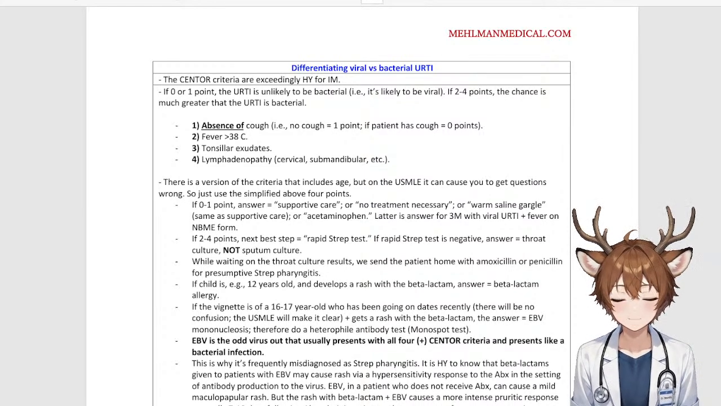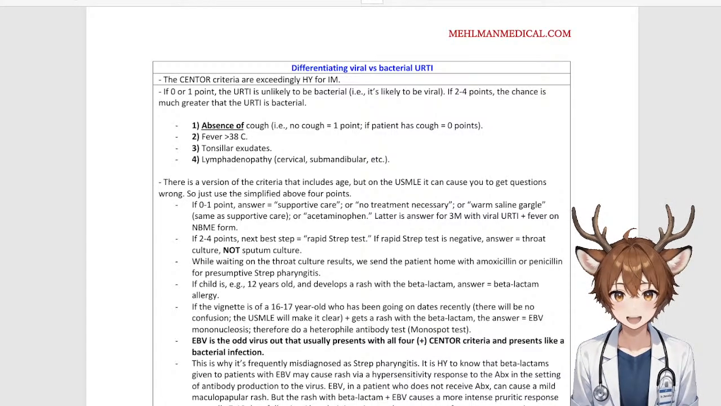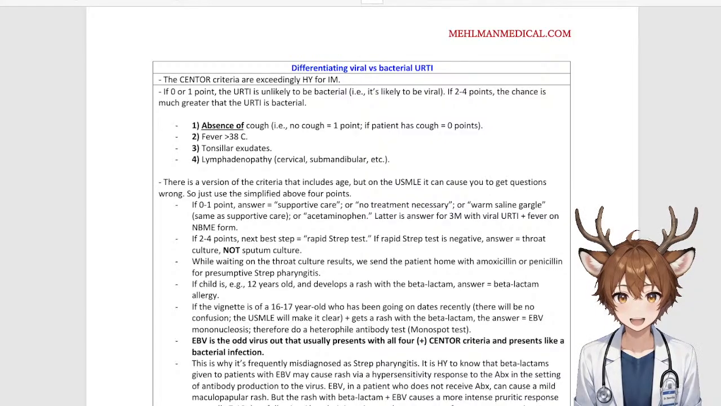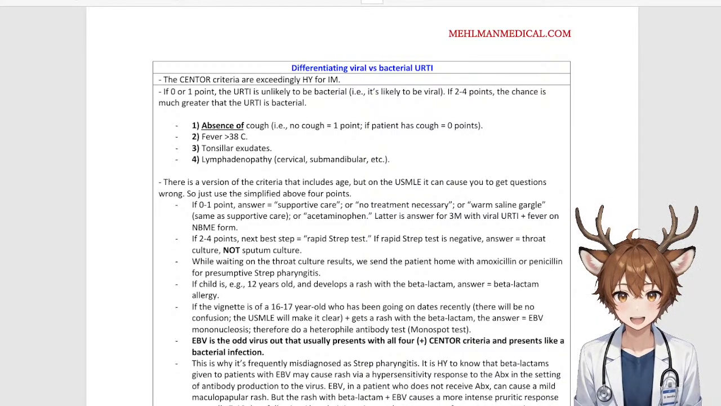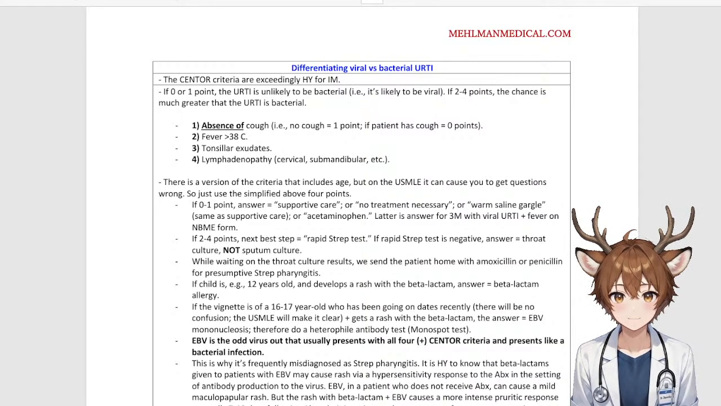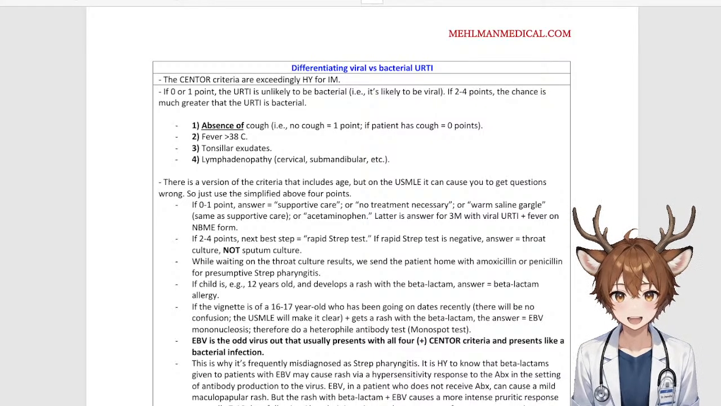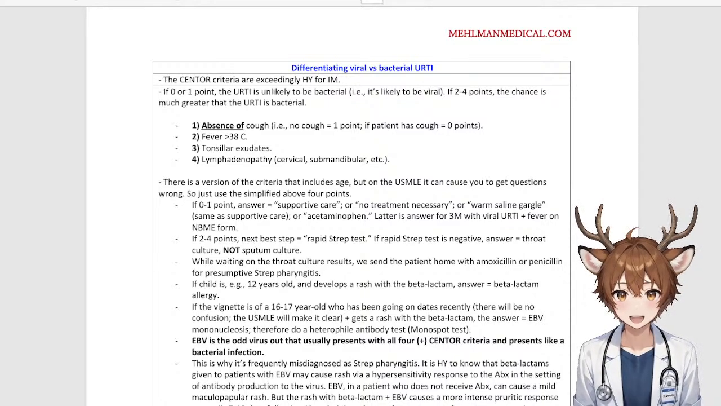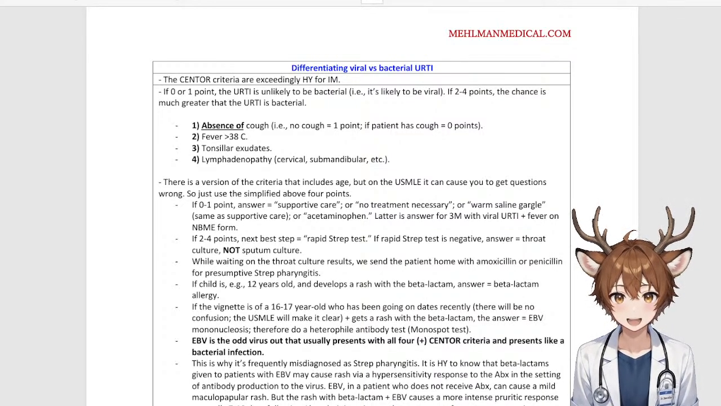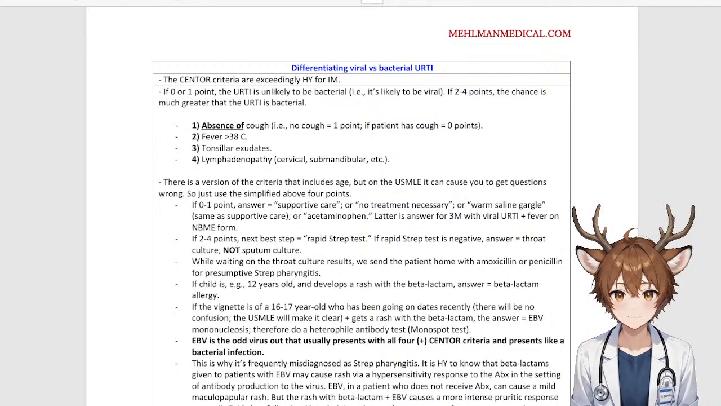If the child is, let's say for example, 12 years old and develops a rash with a beta-lactam, the answer would be beta-lactam allergy. If the vignette is a 16 or 17-year-old who has been going on dates recently, there will be no confusion. The USMLE will make it clear: gets a rash with the beta-lactam. The answer is EBV mononucleosis. Therefore, do a heterophile antibody test, monospot test.